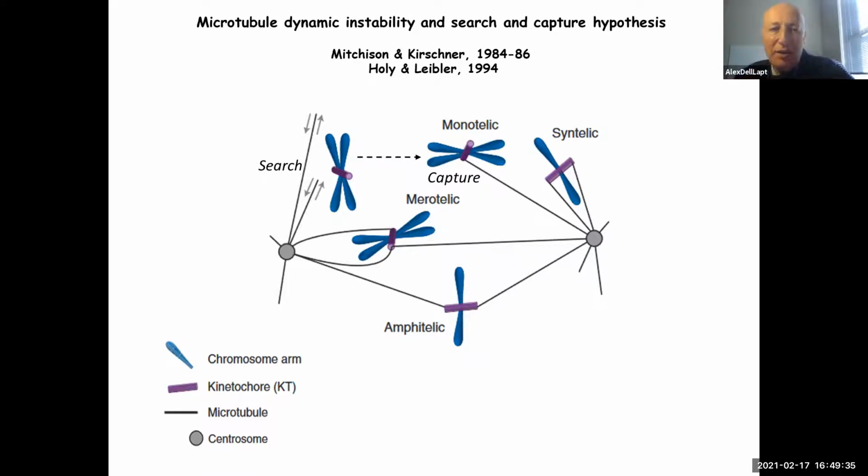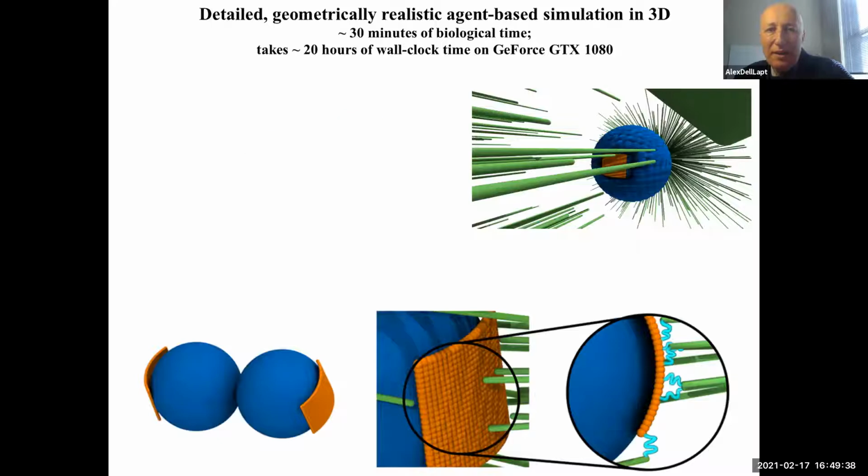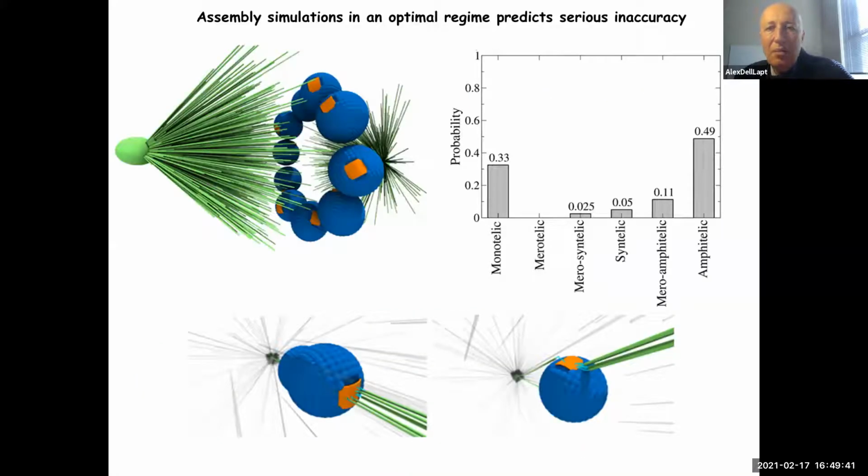But the simulation, in the absolutely optimized regime, predicts that only 50% of the attachments will be proper amphitelic attachments. There'll be a sizable number of all sorts of errors, which are inevitable with these stochastic features. We were actually surprised that the results are as good as they are. We just cannot improve them anymore. The search and capture model cannot be improved anymore because we have pretty much everything which is known, all the realistic 3D geometry there. There's nowhere to go.